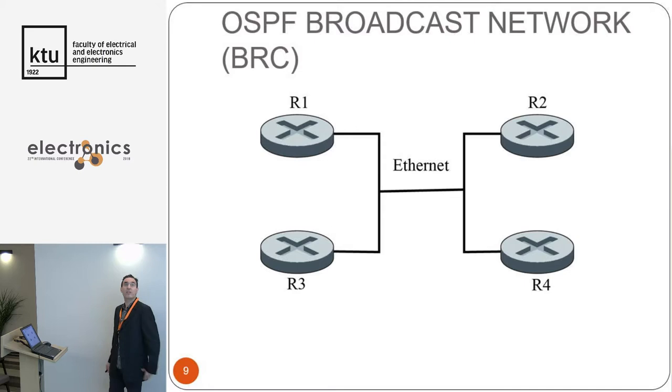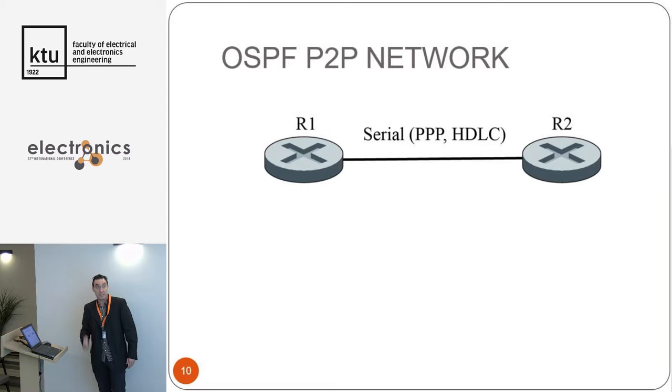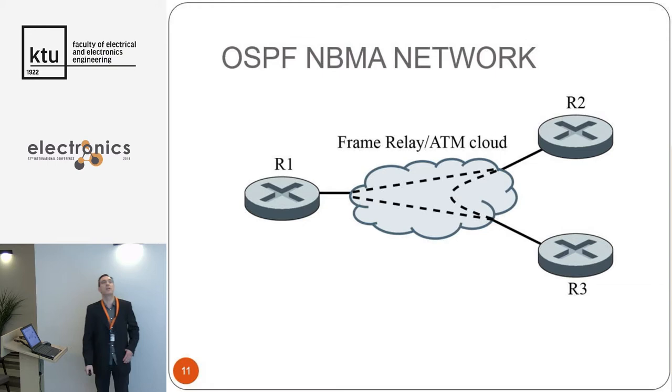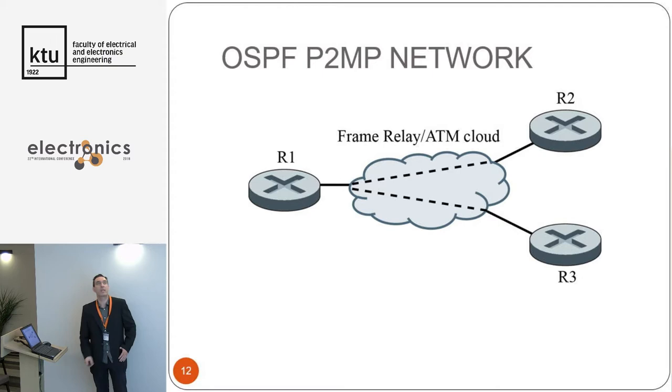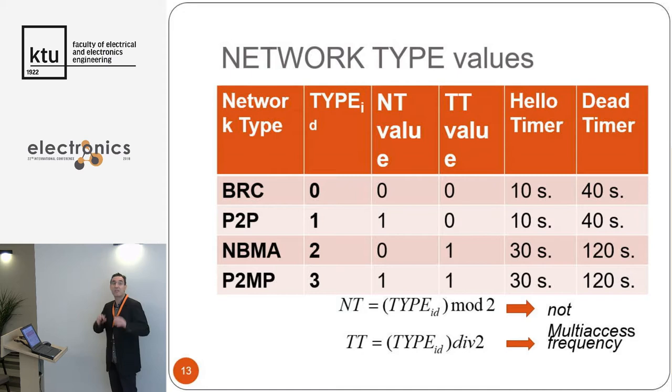First of all, OSPF distinguishes four types of networks. The first type of network is called broadcast. This is a multi-access network, and a typical example is an Ethernet network. The second type of network is point-to-point. This is made of point-to-point serial links running PPP or HDLC. The third OSPF network type is non-broadcast multi-access. This is a multi-access network, but non-broadcast, run in Frame Relay or ATM clouds with a full mesh topology. And the fourth kind of network is point-to-multipoint, which is run in Frame Relay or ATM clouds, running a hub-and-spoke topology.